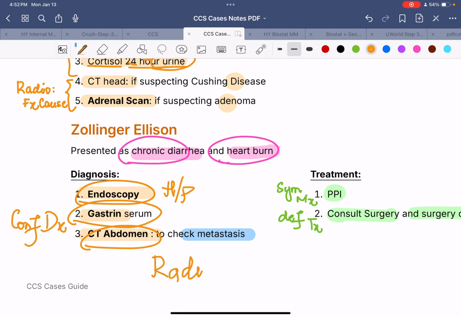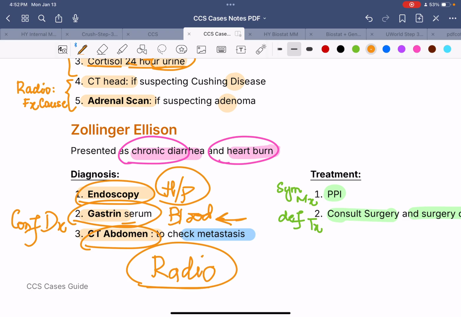So remember that I said that whenever we have any sort of tumor or cancer, our goal is that we can do some sort of blood test, then some sort of histopathological diagnosis, and some sort of radiological diagnosis. So this absolutely fits over here: gastrin per se is not a tumor marker, but it is raised in the blood in cases of gastrinoma. So in the blood, you're going to do serum gastrin.